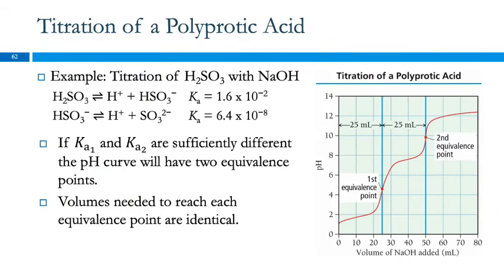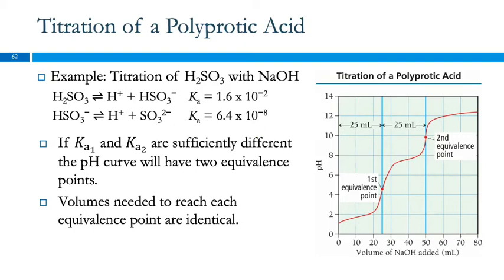Okay, what about a polyprotic acid? Sulfurous acid being titrated with sodium hydroxide. So H2SO3 has 2 ionizable hydrogens. Ka for the first one is 1.6 times 10 to the minus 2. Ka for the second is 6.8 times 10 to the minus 8.